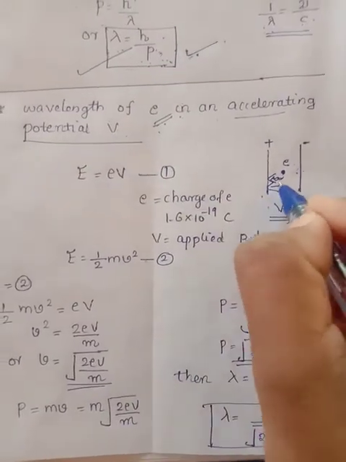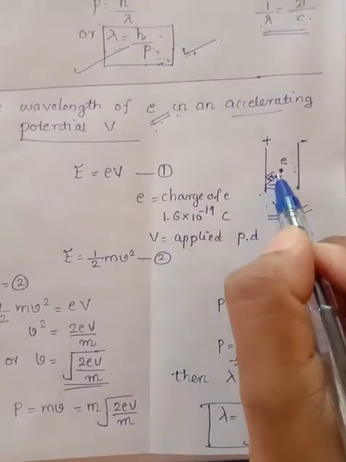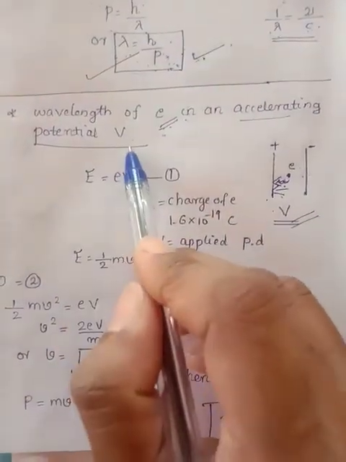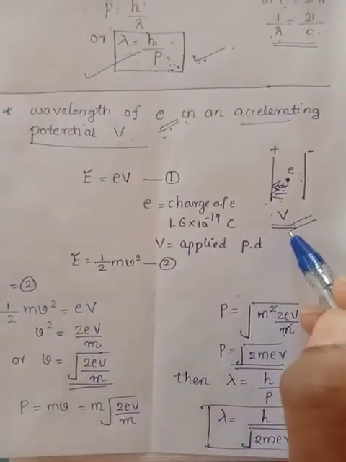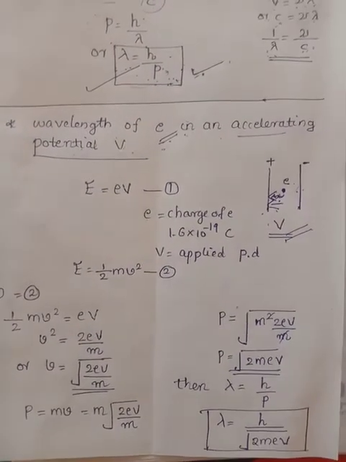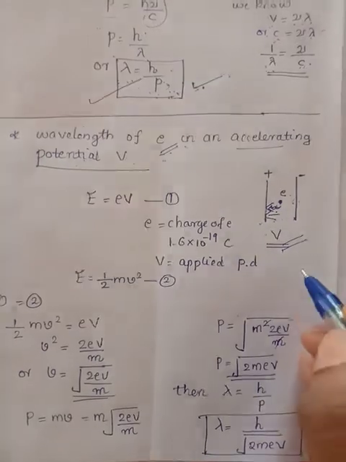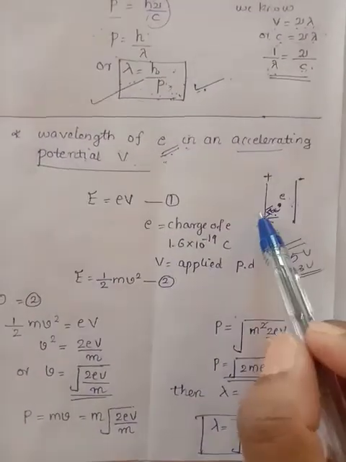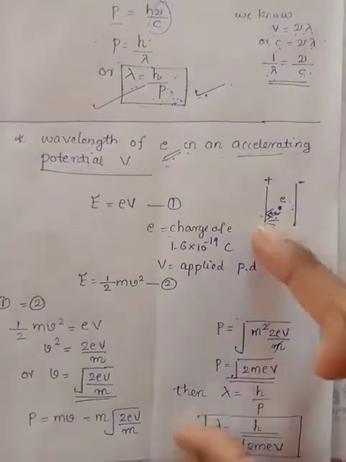So we have to find the wavelength of that electron, that is the wavelength of an electron in an accelerating potential difference capital V. So V is the potential difference we are applying. We can apply any potential difference, just like 5 volt, 3 volt, 100 volt, etc. Okay, now we are going to find the de Broglie wavelength of this electron.